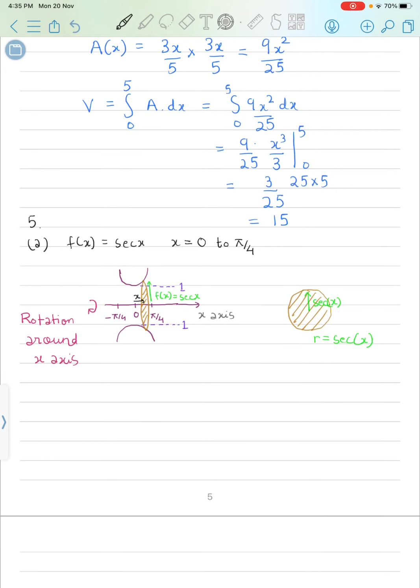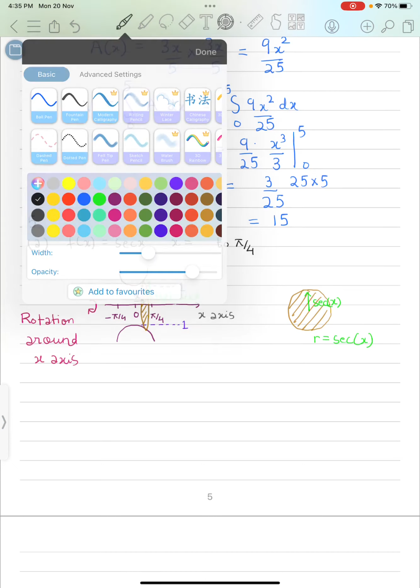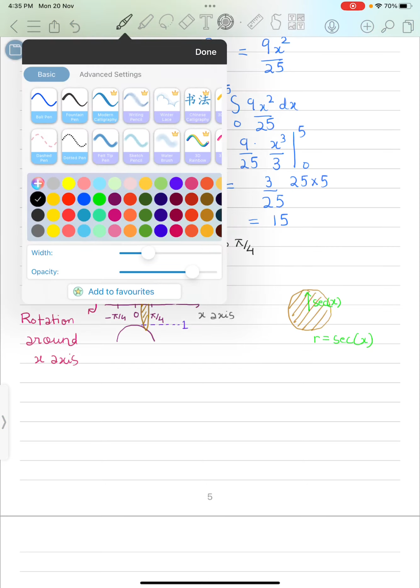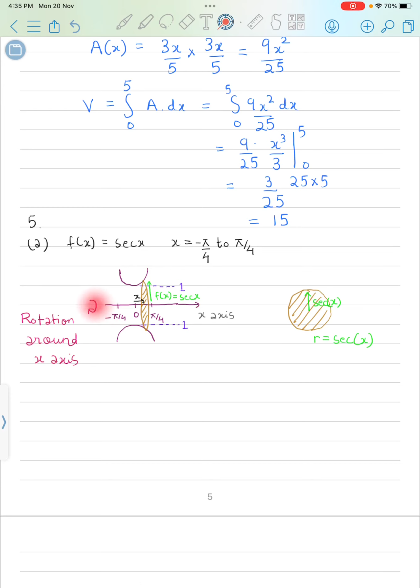So let's start the discussion of question 5. In this question, we are given f(x) = sec x, and we have to find the volume of the solid obtained by rotating this graph of sec x, enclosed between -π/4 and π/4, around the x-axis.